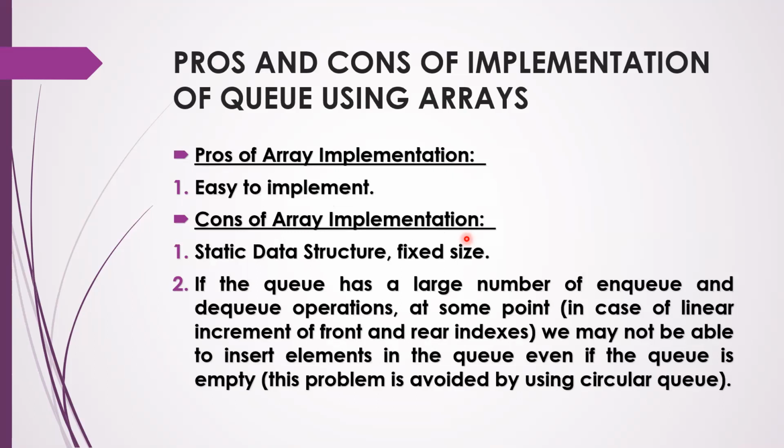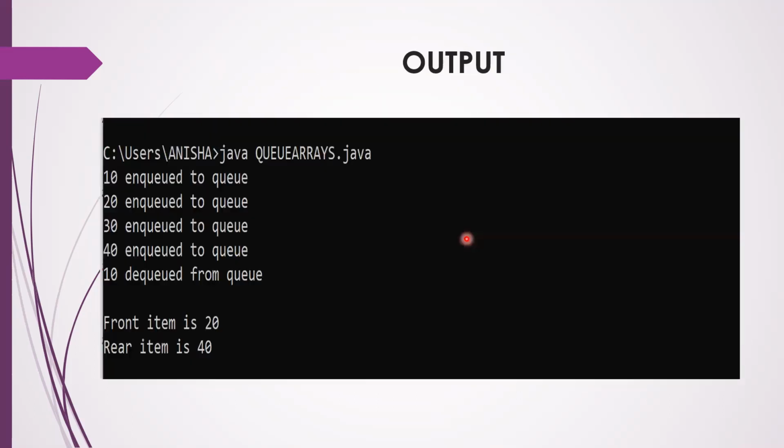So today we saw queue implementation using arrays. Now this is the output for the program. I have NQ 10, 20, 30, 40, 10. Then I have DQ 10. So 10 was the first one inserted into the queue and 10 got DQ'd. So the front item in the queue now is 20 and the rear item is 40.